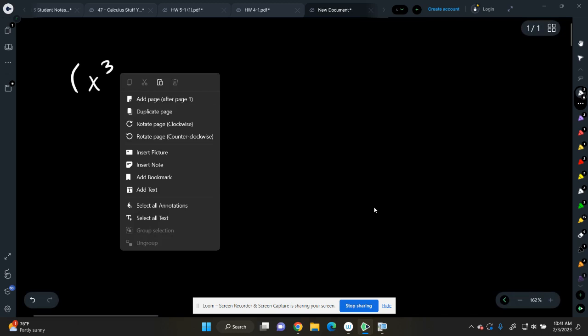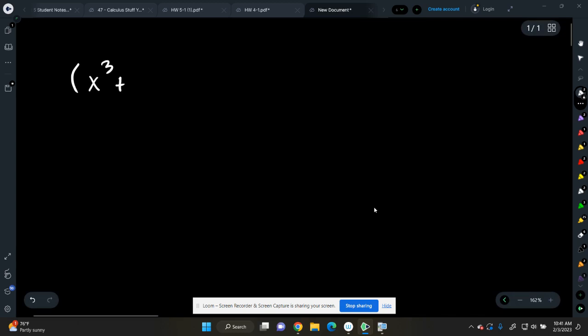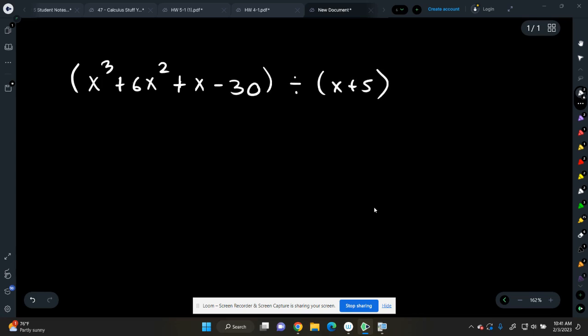for instance, let's say that we have x to the third plus 6x squared plus x minus 30 divided by x plus 5. Okay, so let's do that. What are we going to put in the little corner? Negative 5.